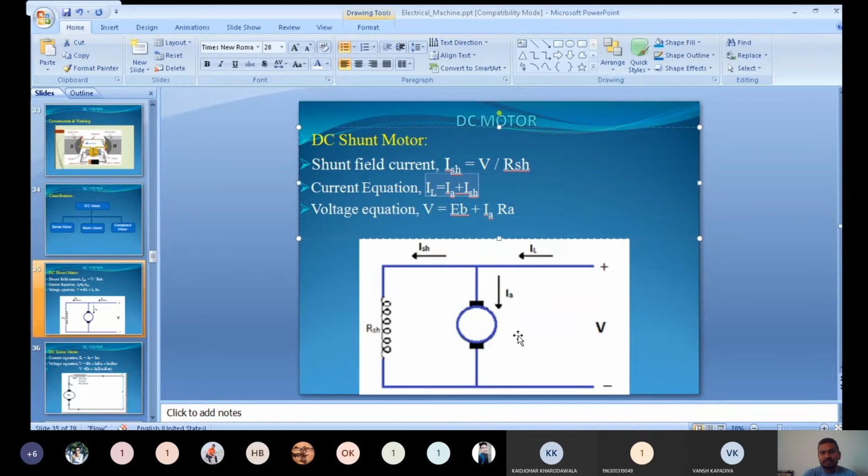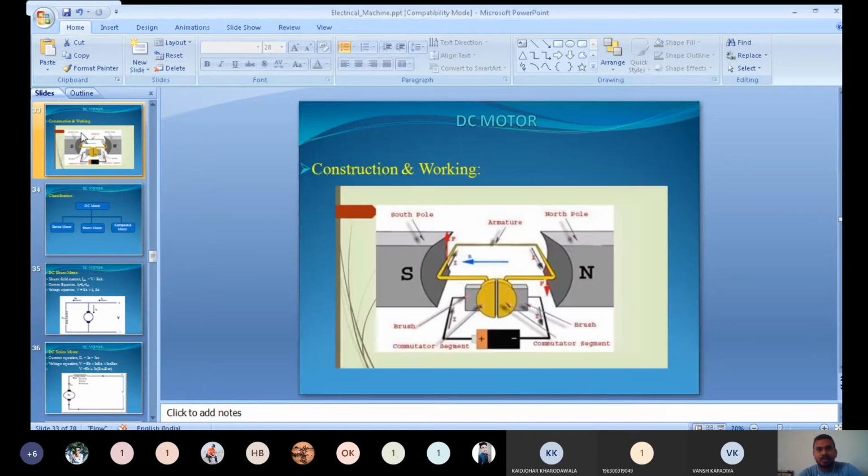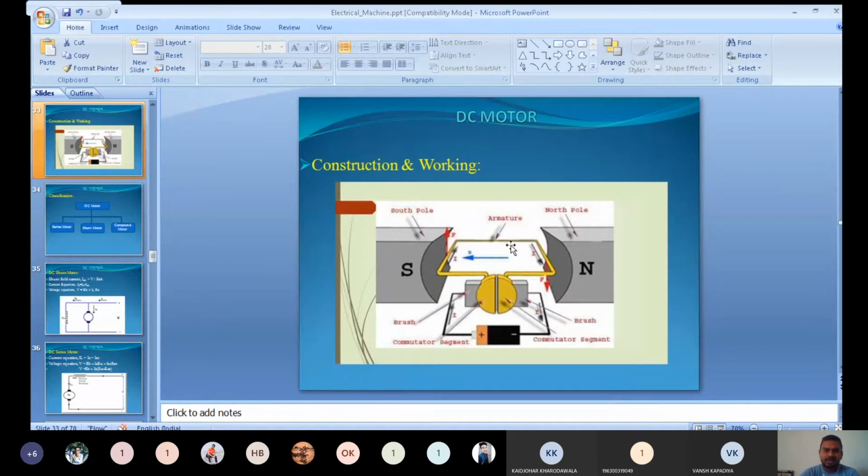Now the voltage equation of DC shunt motor. When the armature rotates in the magnetic field, Faraday's law also applies. What is Faraday's law of electromagnetic induction? Whenever a conductor cuts the magnetic flux, EMF is induced in that conductor.